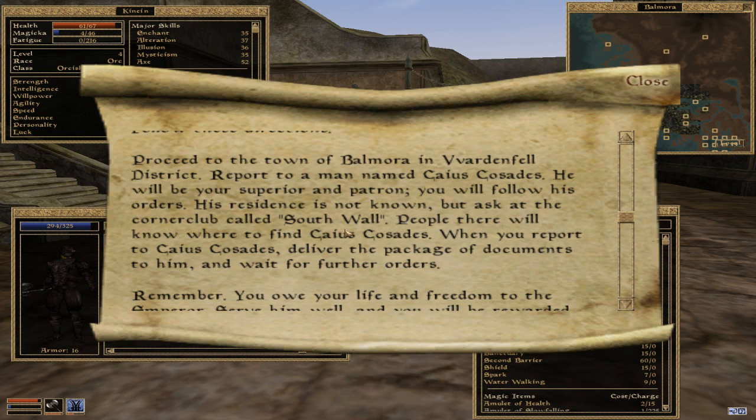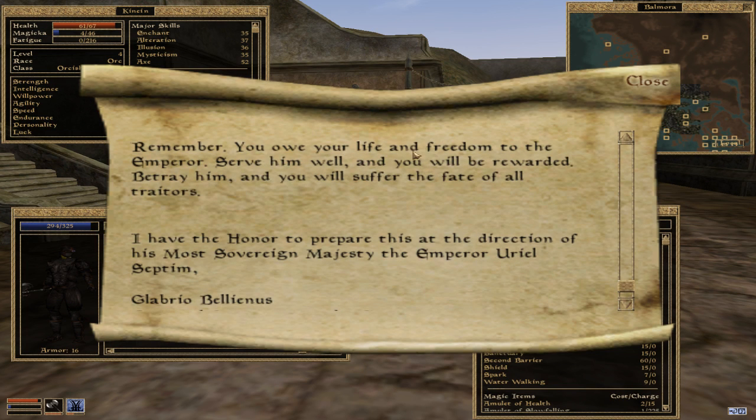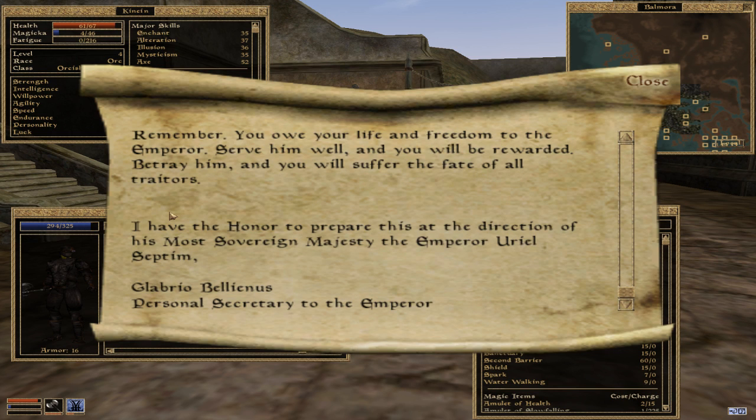When you report to Theus Cassades, deliver the package of documents to him and wait for further orders. Remember, you owe your life and freedom to the Emperor. Serve him well, and you will be rewarded. Betray him, and you will suffer the fate of all traitors. I have the honor to prepare this at the direction of His Most Sovereign Majesty, the Emperor Uriel the Second. Glabrio Bilenius, personal secretary to the Emperor.